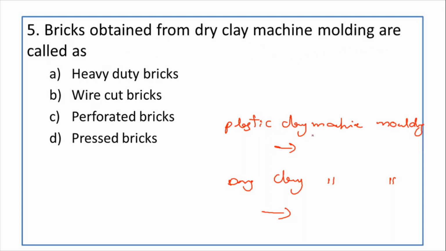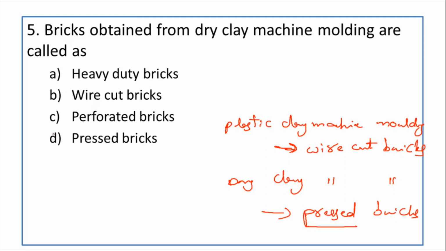Basically bricks obtained from the plastic clay machine molding, they are called as wire cut bricks, and bricks obtained from the dry clay machine molding, they are called as pressed bricks. So pressed brick is the answer here. And bricks obtained from the plastic clay machine molding, that is called as the wire cut bricks.